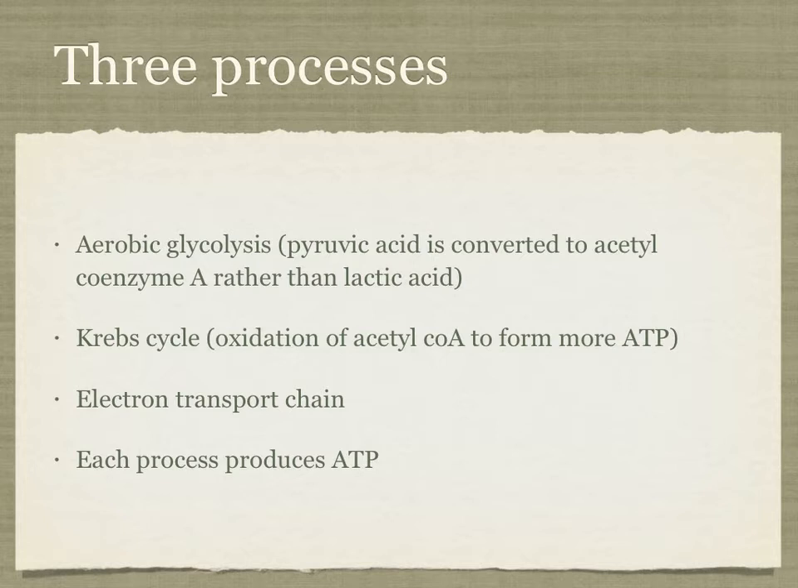So there are three steps: the glycolysis, which produces the pyruvic acid, which then is converted to acetyl coenzyme A and taken to the mitochondria, which then enters the Krebs cycle to produce ATP and hydrogen ions. Hydrogen ions then go to the electron transport chain to produce even more ATP.